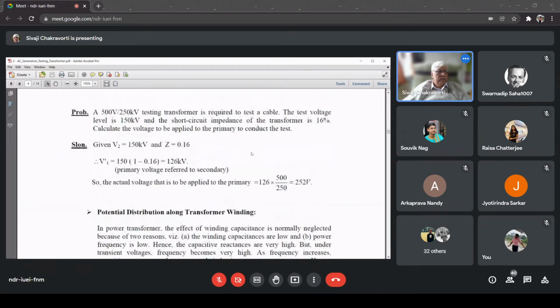So there is a small problem. It is given here. Just have a look at it, then I will explain what is stated in this problem. It says there is a transformer whose turns ratio is given, and then it is stated that a cable is being tested and test voltage is 150 kV. That means across the cable insulation. Please remember, it is across the cable insulation. And the short circuit impedance of the transformer is 16%. So how much voltage I have to apply to the primary?